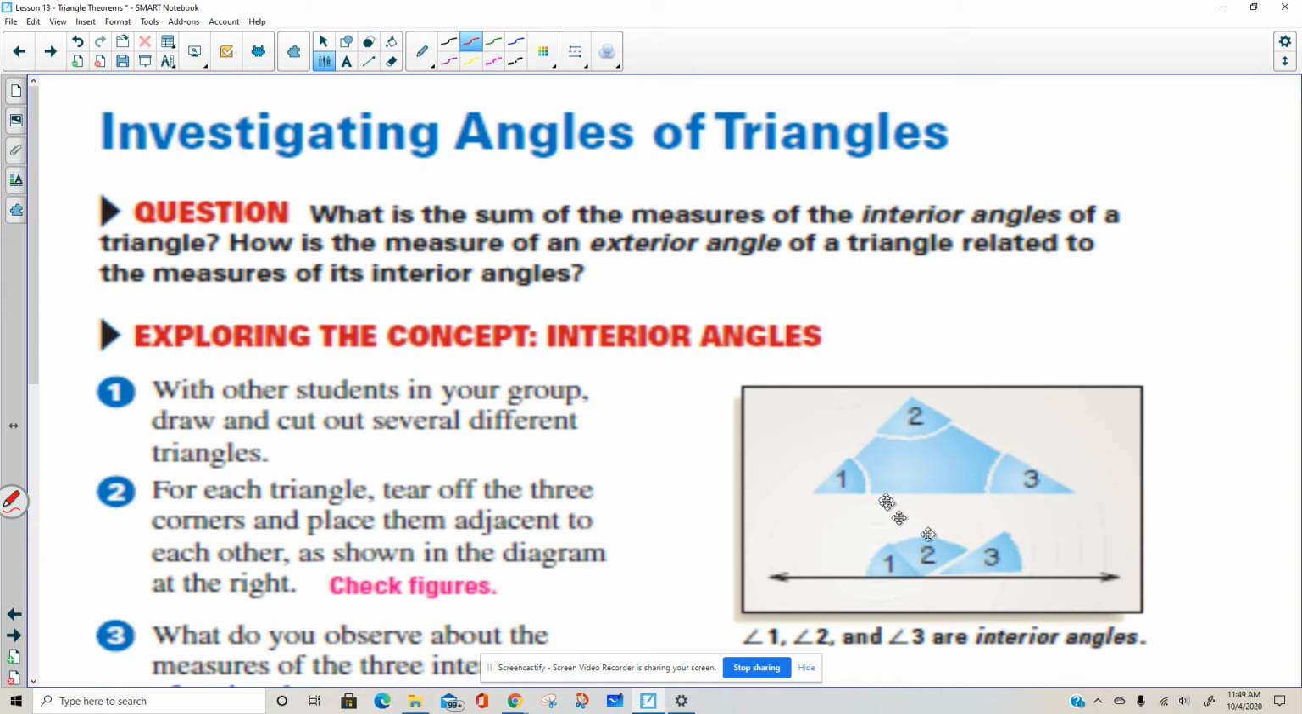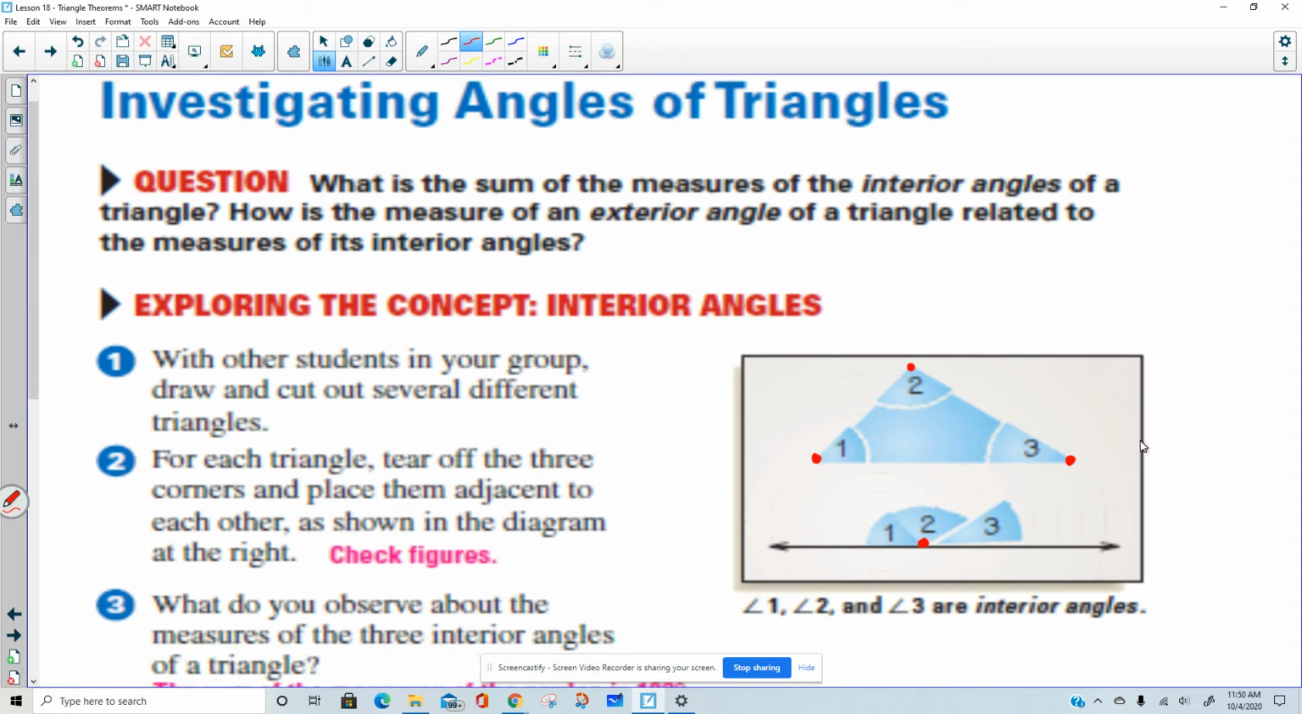And what we want to do is tear off each angle of that triangle. So I'm going to mark in red. You're going to tear off each of these angles, and the vertices are marked in red. And what we want to do is take each vertex and line up the vertices so that they're all at the same point. And what we notice is an actual demonstration of the sum of the angles of a triangle equaling 180 degrees, which is the same as a straight line.